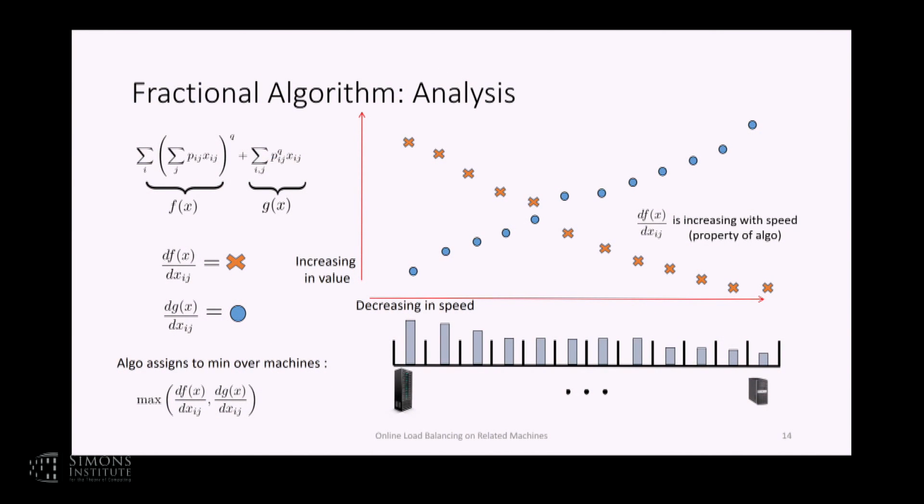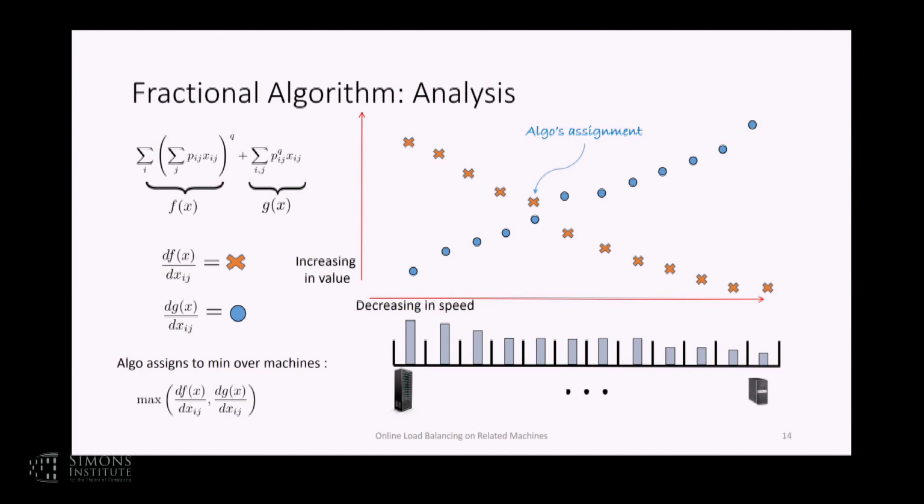Why is this useful? Well, let's look at two cases. Of course, where is the algorithm actually assigning? It goes to the middle. There are two curves, and it assigns right there. If it was continuous, it would assign exactly at the point where these two curves cross. It's discrete, so it assigns at one of the two neighboring machines.